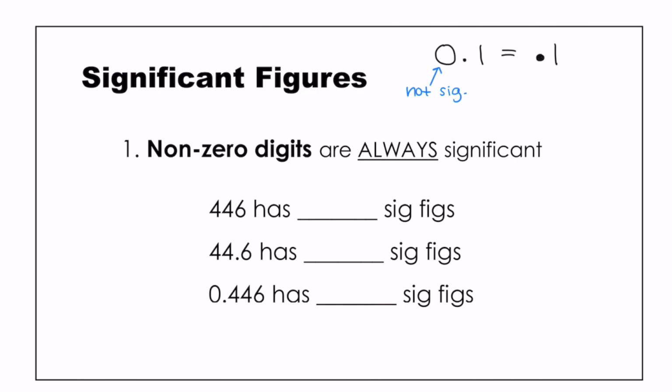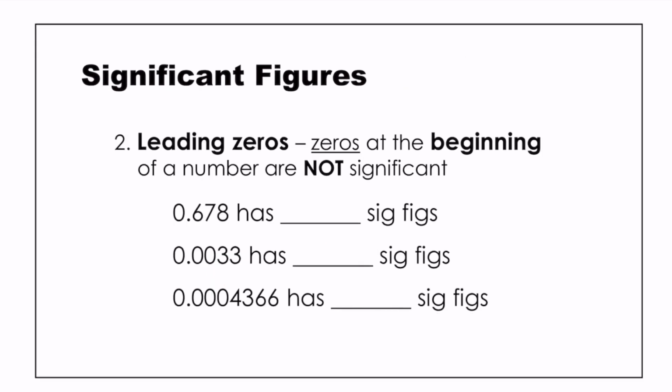So looking at these numbers, 4, 4, and 6 are all non-zero. So this is 3 sig figs. Doesn't matter if there's a decimal, 4, 4, 6, all not zero. So this is 3. That 0 in the front doesn't count, so 1, 2, 3, this also has 3 sig figs. Leading zeros, as in zeros in the beginning, do not count, and that's what we just talked about, right? We just said this 0 doesn't count, so 6, 7, 8 is 3 sig figs.